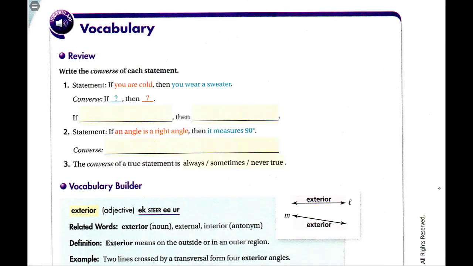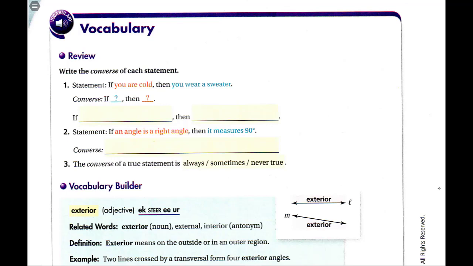Now, this vocabulary is something that we have not covered because we did not do the proofs and reasoning section of this textbook and of this curriculum that was set forth by the state. They eliminated the proofs and reasoning section, so we're going to pick this up as we go along. And what we're given here are two statements in questions 1 and 2. For both of these, it asks us to write the converse of the statement.